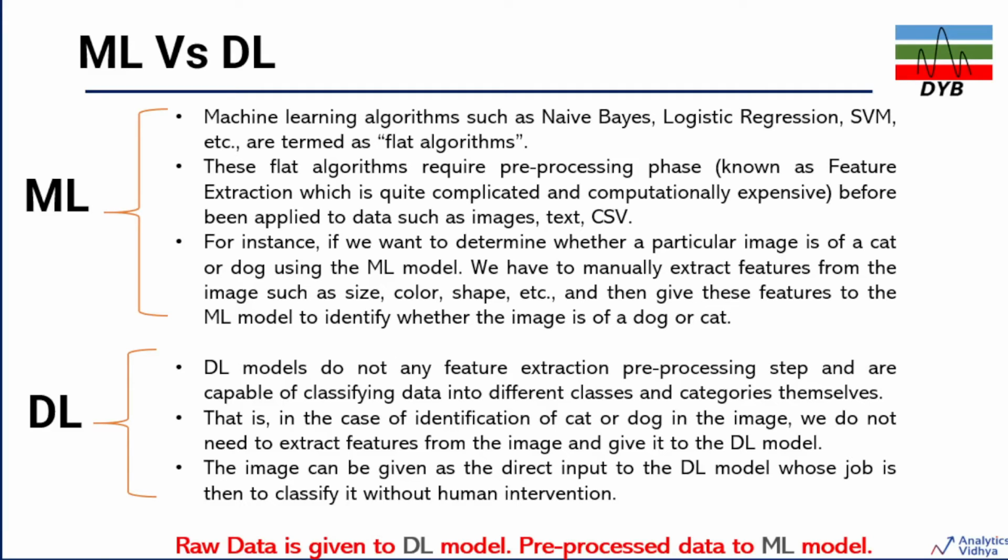So if you look at the main difference, in deep learning we give the raw data, but in machine learning we give the pre-processed data to the machine learning model. But in deep learning, we just give the raw data. That is the beauty of deep learning, which has more capability of extracting features from the data.